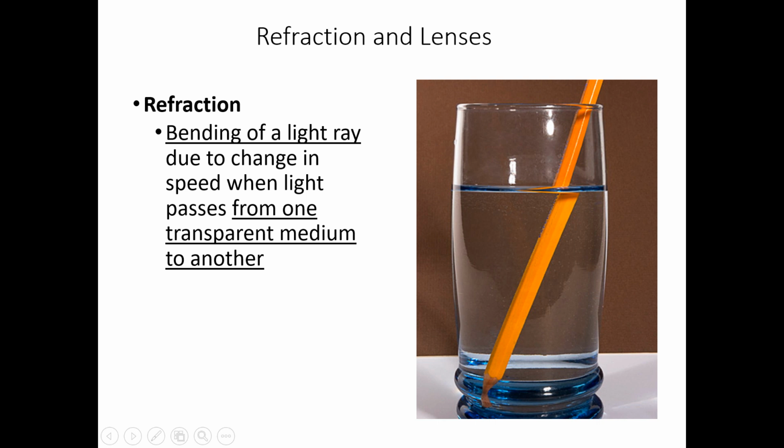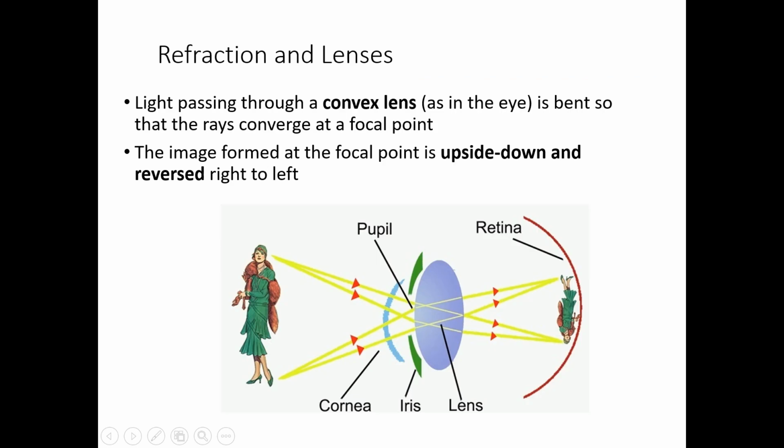Light going through different mediums can bend. When it's going through the air, we see it in one way. When it goes through the water, it bends. That bending of a light ray, when it goes from one transparent medium to another, is called refraction, and our eyes are capable of refraction.